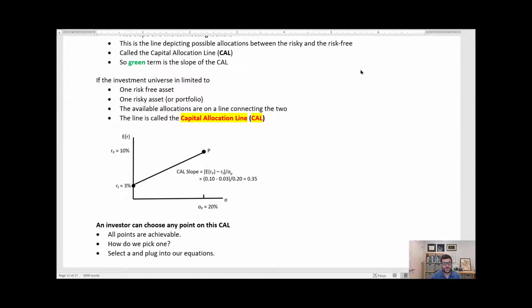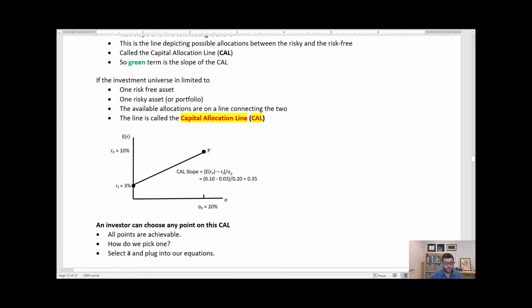So an investor facing an investment universe with a risk-free asset and a risky portfolio, and the constraint that they can put any amount of money in either of these assets and allocate any portion in either of these assets, can choose an asset allocation set along this line. The question is, where should they be along this line? They can choose any point on the CAL. All points are achievable. So how do we pick one?